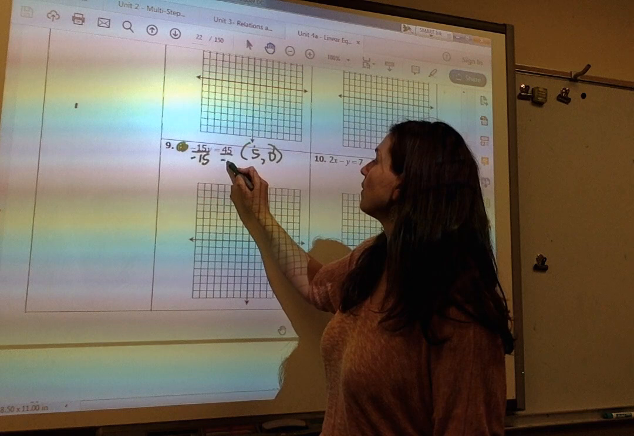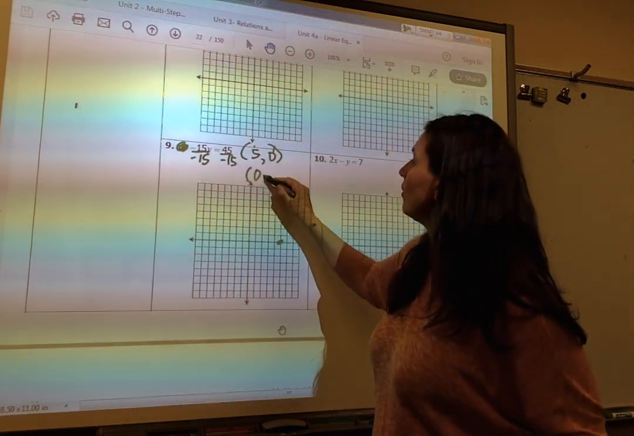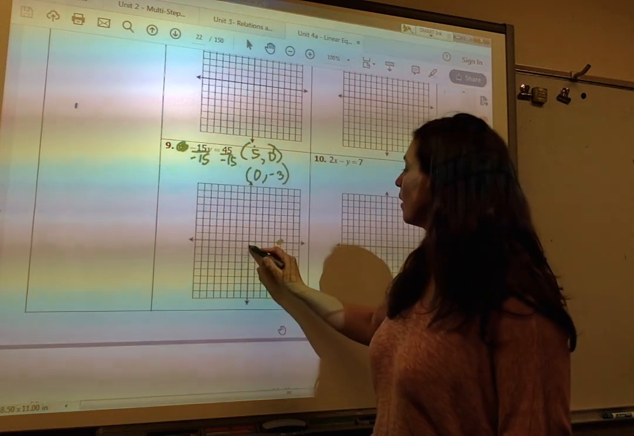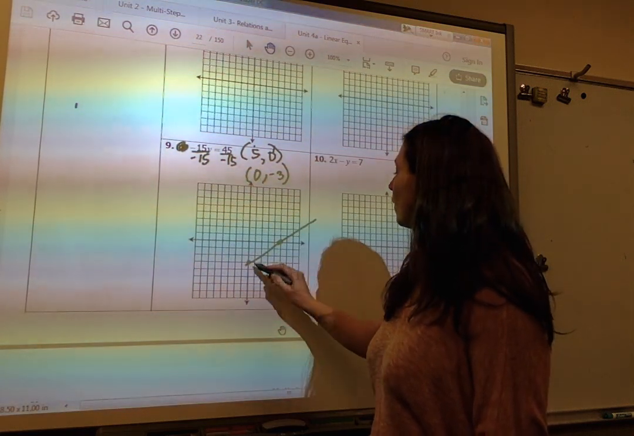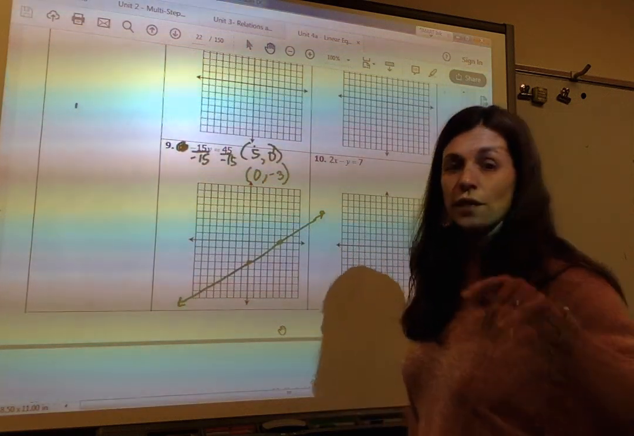Divide both sides by -15. And I get when x is 0, y is -3. And then I graph my line all the way through, arrows on both ends. Okay? So if you have questions, come see me.